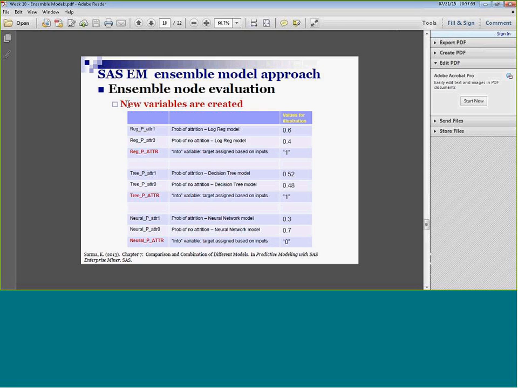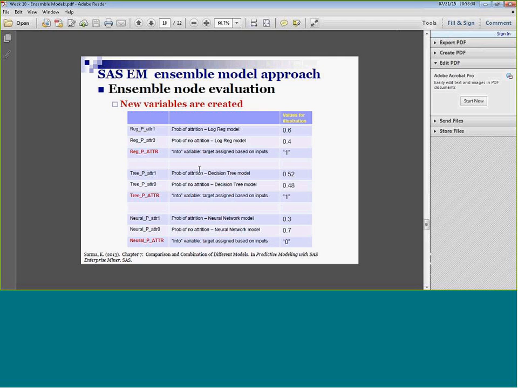create some new variables. Let's say the logistic regression model comes up with a prediction of 0.6 probability that the person will attrit for a case, 0.4 probability that they won't attrit. These are all new variables, but again, we'll look at that and say, okay, 0.6 is bigger than 0.4. I'm going to classify this as a 1 in the ensemble model based on the regression model. In other words, highest number wins.